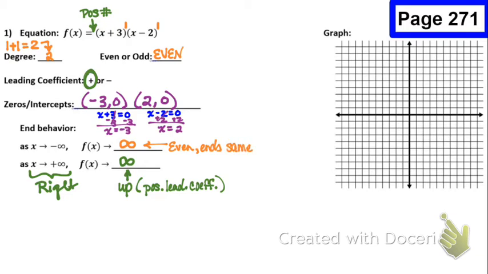I have all the information I need to sketch this graph now. Where should I put those x-intercepts? Negative 3, 0, so right here, and positive 2, 0. What do we know about our ends? They both go up. So if my ends both go up, what's the rest of this graph look like?